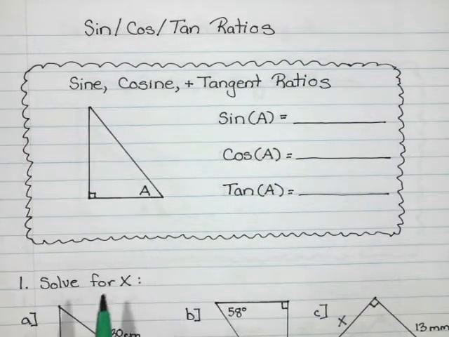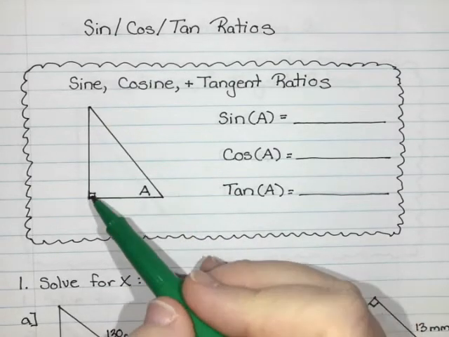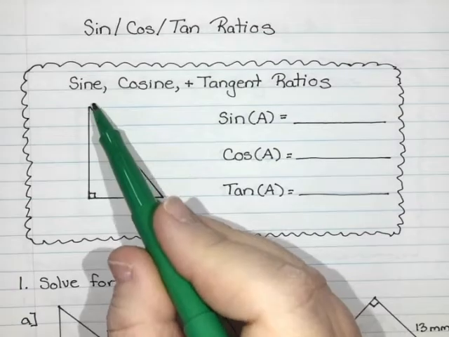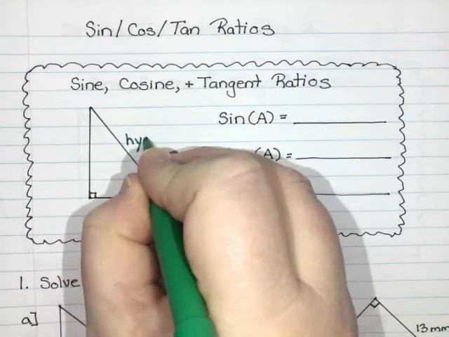So first thing we're going to do is talk about the names of the sides. And whenever you're naming your sides, we always start, just like with Pythagorean theorem, with the hypotenuse. So across from the 90-degree angle, the longest side is called the hypotenuse.